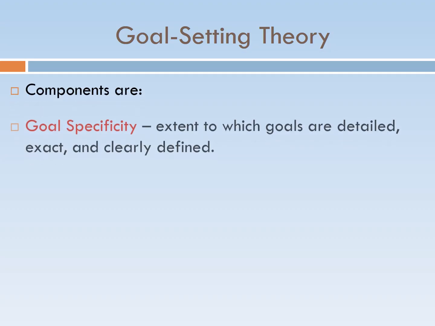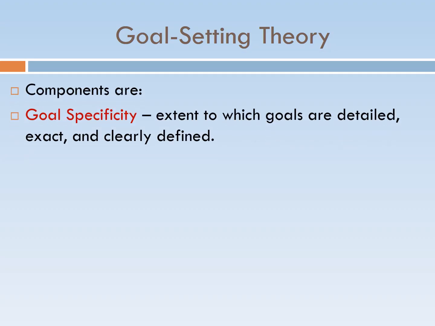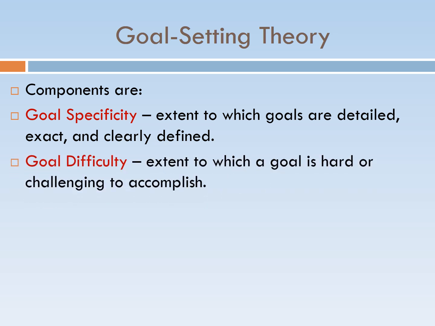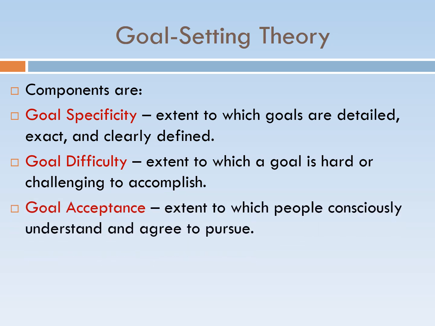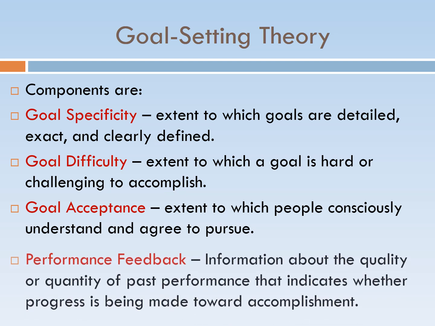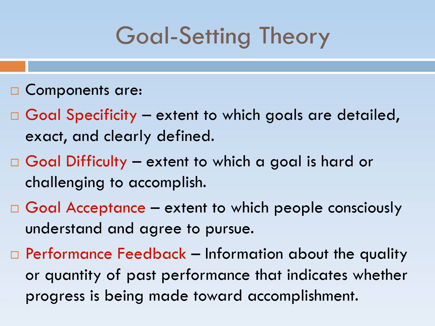The components are goal specificity, the extent to which goals are detailed, exact, and clearly defined; goal difficulty, the extent to which a goal is hard or challenging to accomplish; goal acceptance, the extent to which people consciously understand and agree to pursue it; and performance feedback, information about the quality or quantity of their past performance that indicates whether progress is being made toward accomplishment.